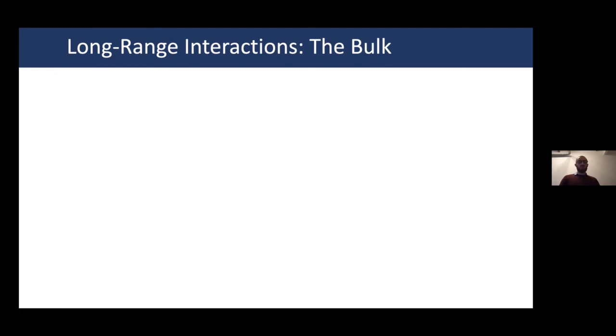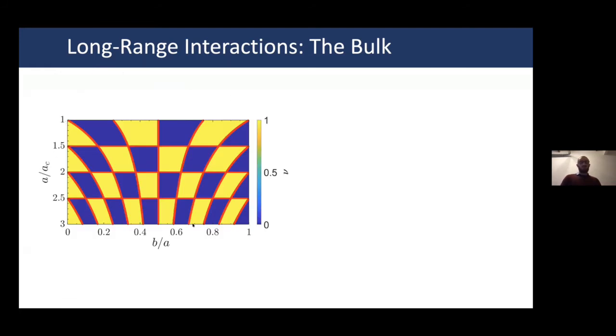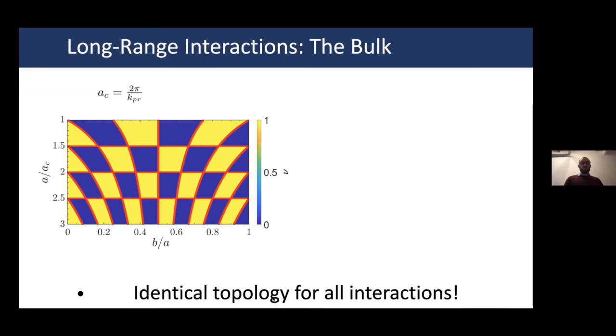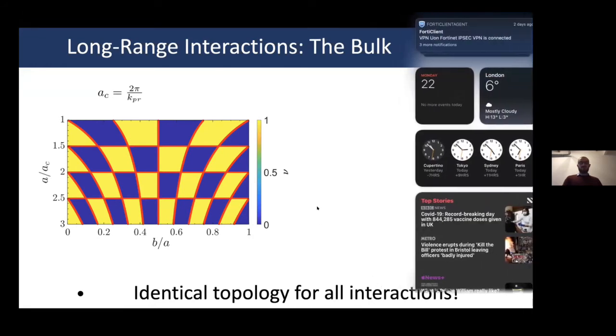So in this case, in the bulk, this phase diagram of the winding number, as we vary the offset but also the lattice spacing, where this AC value is just some critical value in terms of the propagation constant of the fiber. It turns out that this phase diagram is identical for any number of interactions. Well, I checked it numerically up to 99 nearest neighbors, and it's identical, which is slightly surprising. But the comment is that we have identical topology for all interactions in this case.